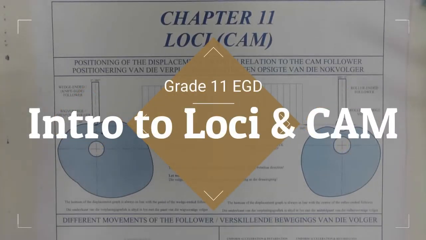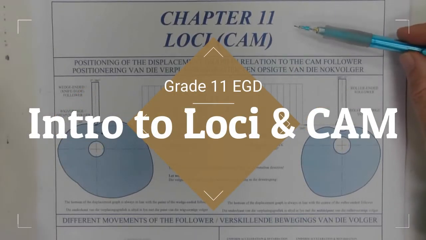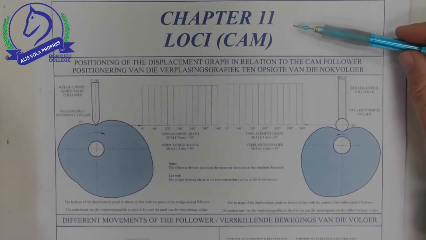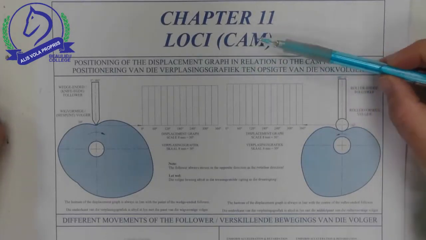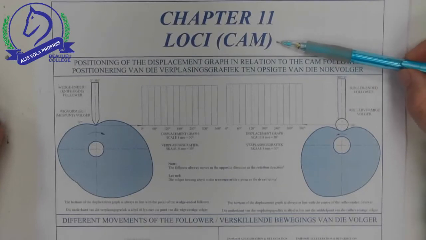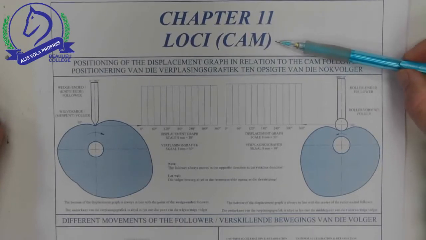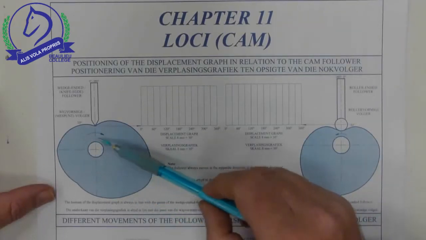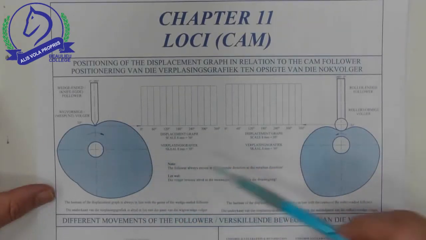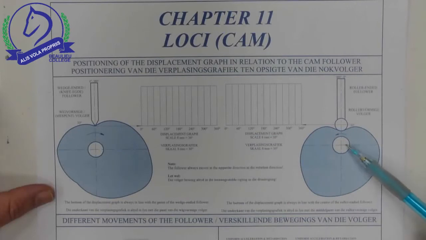Hello grade 11s. Today we are doing the introduction into Loci, the second part of Loci, which is the CAM. So what is a CAM? Well, a CAM is an irregular shaped disc that is attached to a shaft and turns.